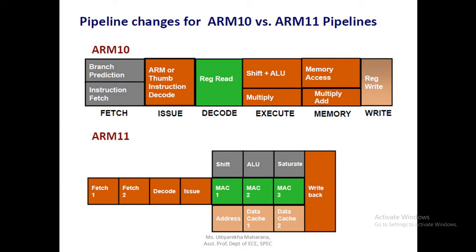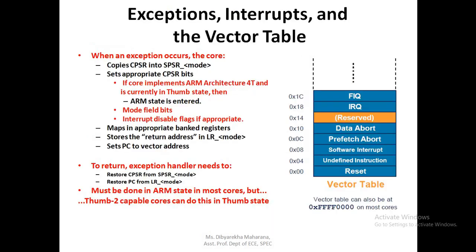In ARM11, there are 8 stages of pipeline. Here you can see fetch 1, fetch 2, decode, issue, address, shift, ALU, saturate and write back. 1, 2, 3, 4, 5, 6, 7 and 8. There are 8 stages of pipeline in ARM11. So these are the comparison of different types of pipelining stages used in ARM7, ARM9, ARM10 and ARM11 processors.